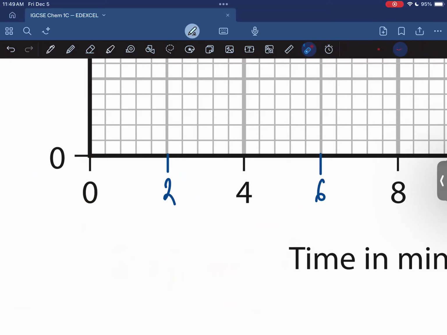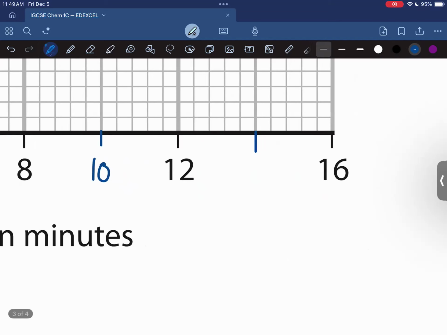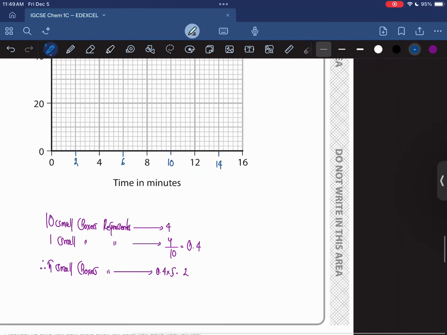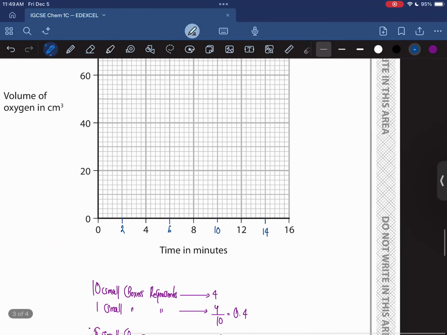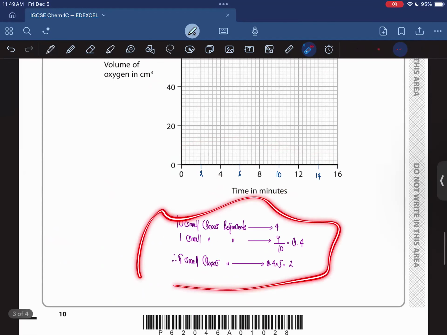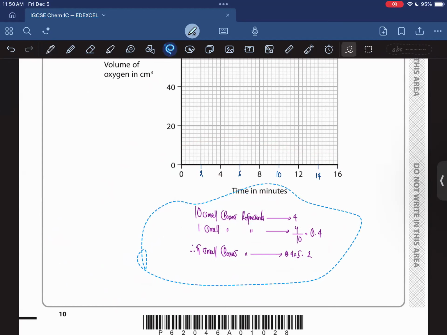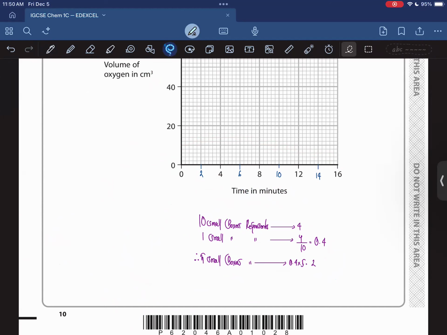Now I figure that most students face issues with these scales. I hope this trick helps you to figure out the units. This is 10. This is 14. Whenever you have issues figuring out this sort of scale, just use the unitary method. Just use your student math knowledge, and life will become easier.